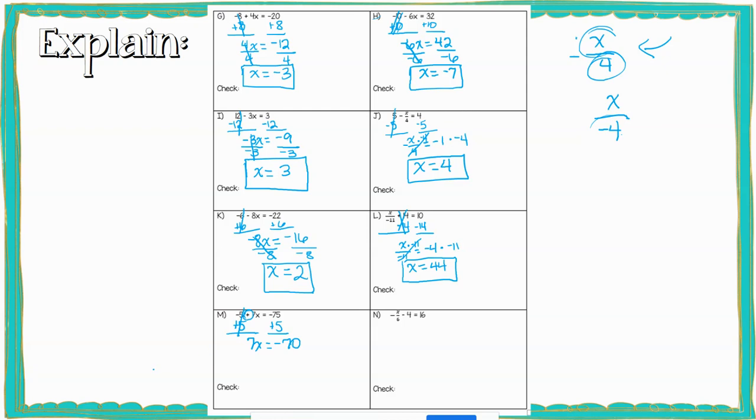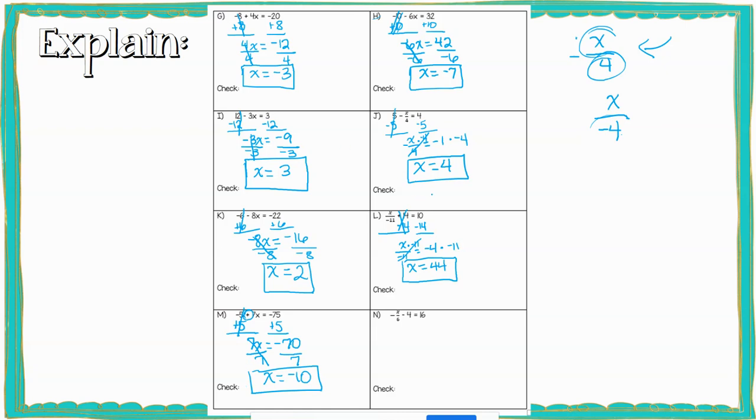Well, I know that 7x means 7 times x. So the inverse of multiplying by 7 is dividing by 7, which I'm going to do on both sides. These will cancel because 7 over 7 is 1 and 1x is just x. Then I'm dividing negative 70 by positive 7. Negative 70 divided by positive 7 gives me negative 10. So x equals negative 10.